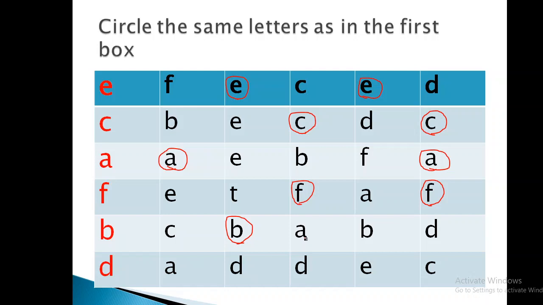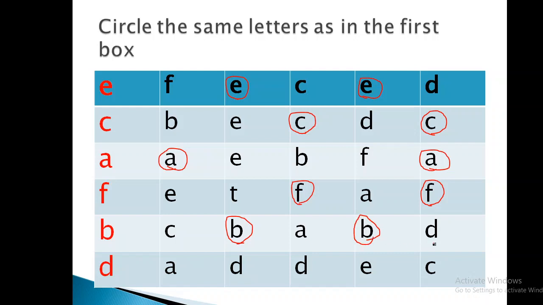Okay. Then we move on again. Is this letter B? No. This one is letter A. We leave it. We don't circle it. Then we move on to the next one. Is this a letter B? Yes, this is a letter B. Let's circle our letter B.